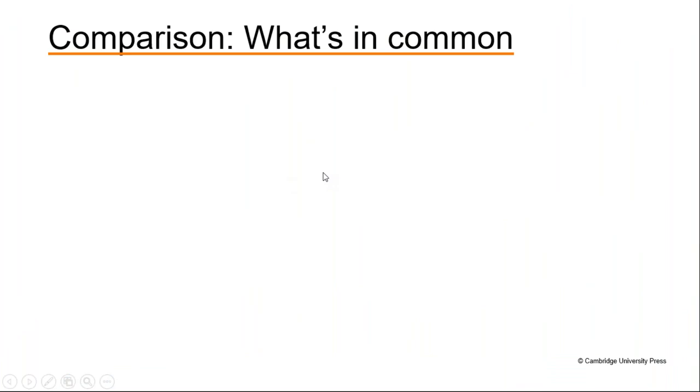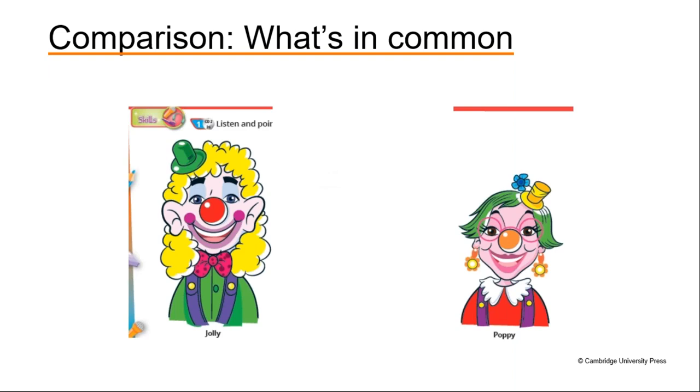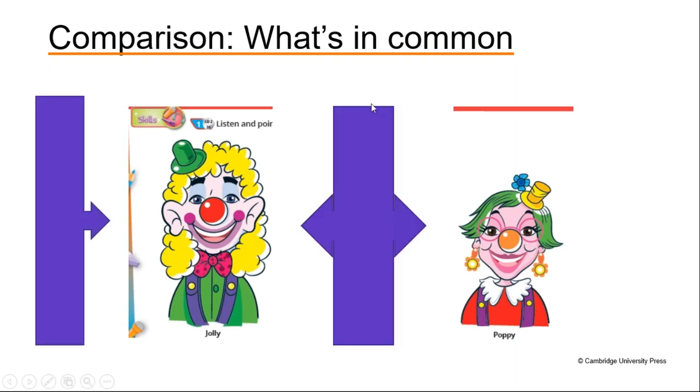And another kind of activity in Quick Minds, it's comparisons. And here we need to say what's in common and what's different. And we see that common things we put in this column, in the column between the pictures, and different things in two other columns.